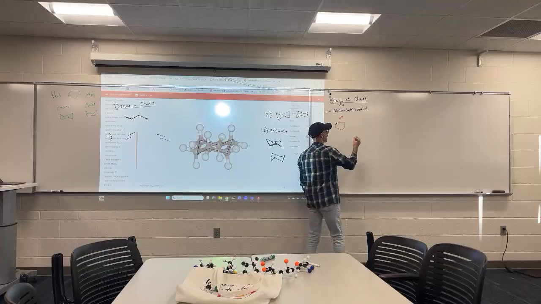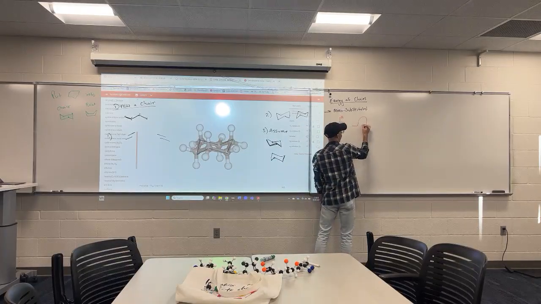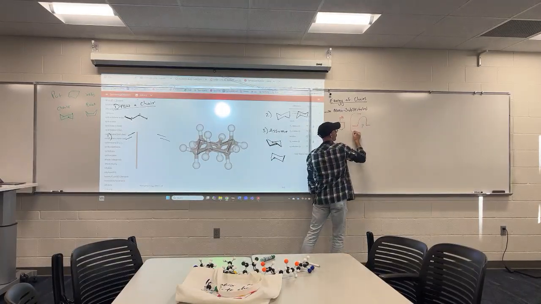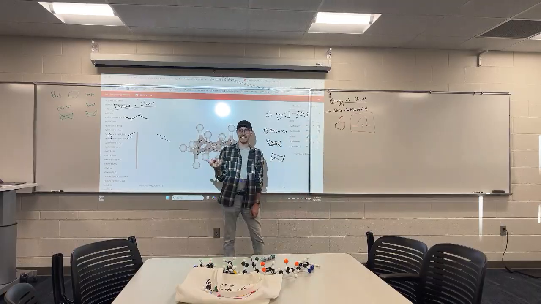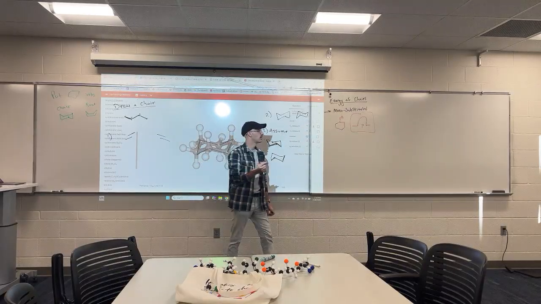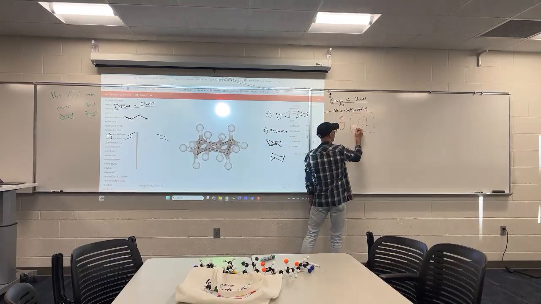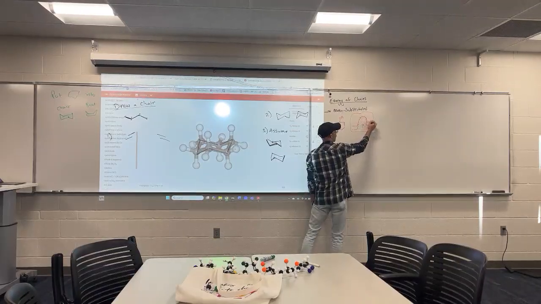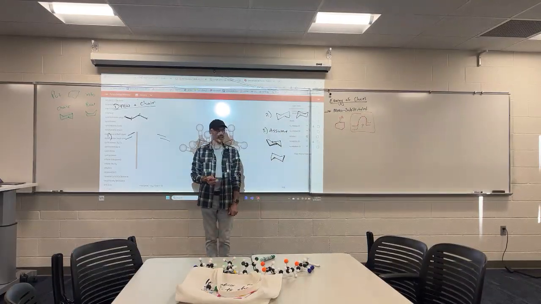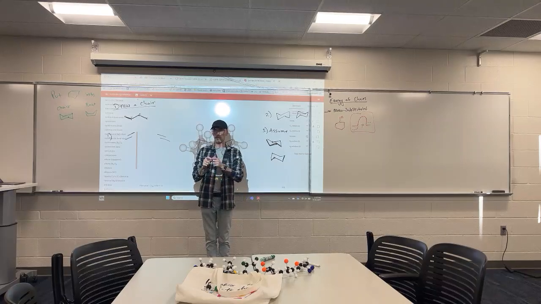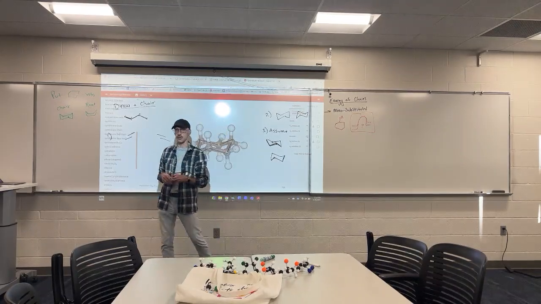And let's try to decide, are its two chair conformations equal in energy, or does one of them lie higher in energy than the other? That's what we'll try to answer. Is one of them higher in energy, or are they both equal?